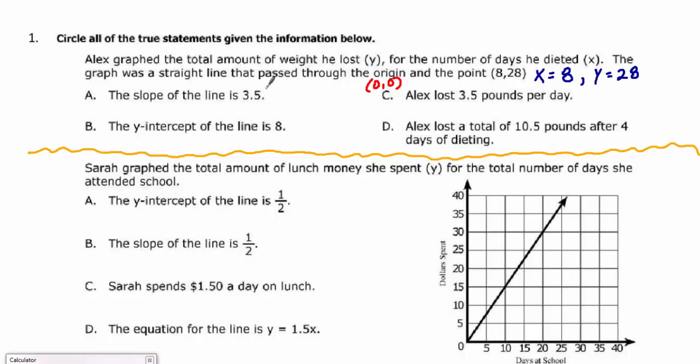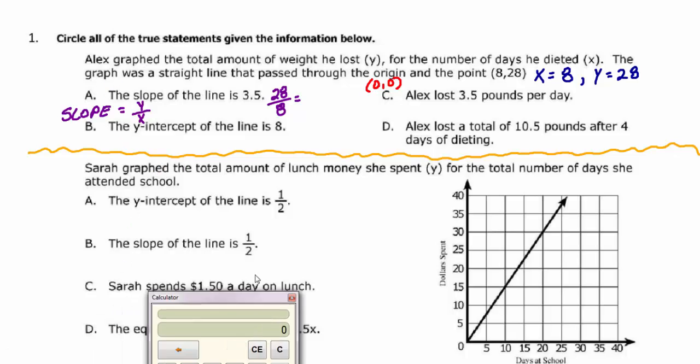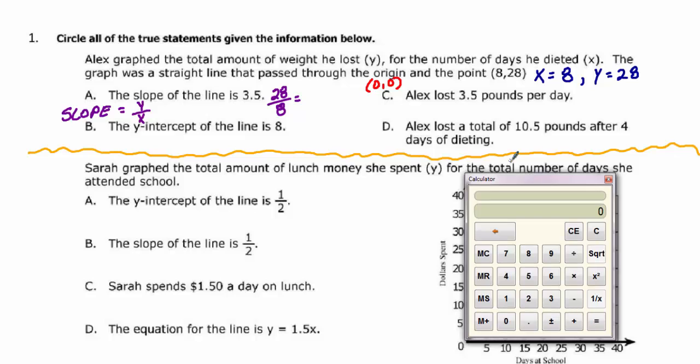Question 1, the slope of the line is 3.5. So slope is always equal to the y divided by the x. So in this case, the question is, does 28 divided by 8 equal 3.5? If that's a yes, that's true. We're going to circle it. If it's not, it's false. Let's bring up our calculator. We'll stick it on that graph because we're not using that graph now. 28 divided by 8, 3.5. That is a true statement.